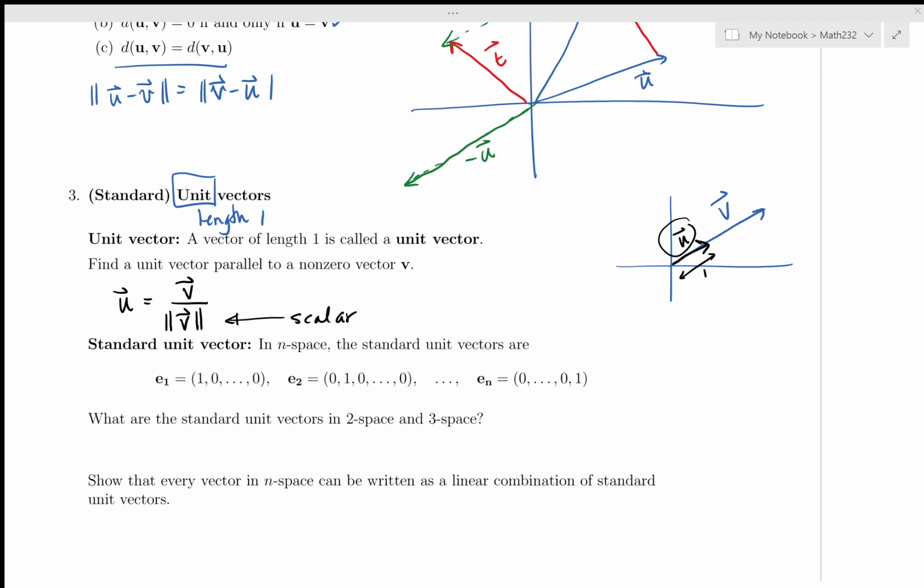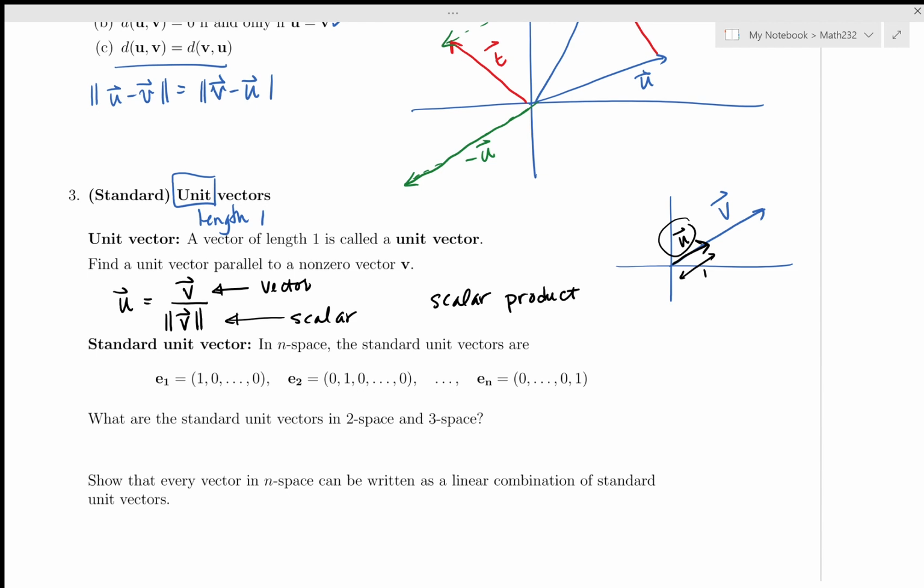So this thing here is a vector, and I am taking a vector and multiplying it by a scalar. So this is a scalar product, a scalar multiplication. I'm making this distinction because we're going to see coming very, very soon that the dot product is a type of vector multiplication or a vector product.